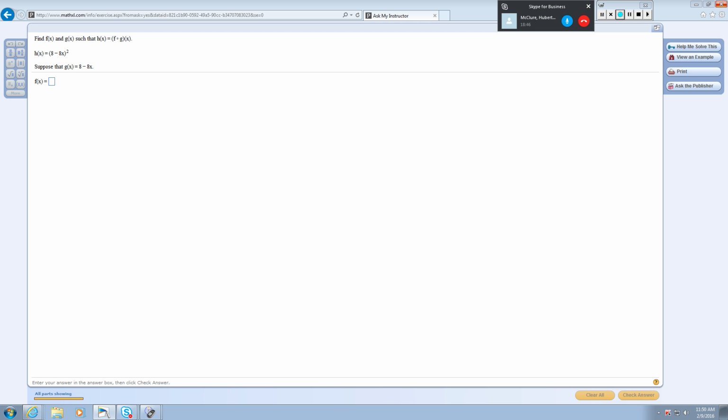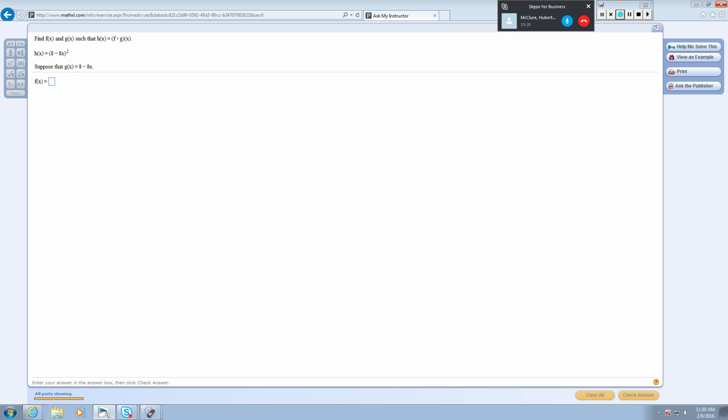Something squared. Well, what is something squared? How's another way to write something squared? F of x is equal to what? X squared. So if you don't understand, rewrite F of x, rewrite x squared with a big set of parentheses, and then plug in 8 minus 8x. And what is that? What you started with. So F of x is equal to x squared.